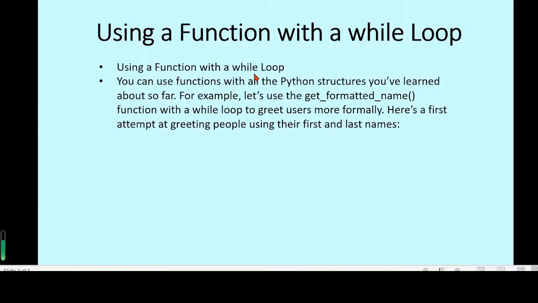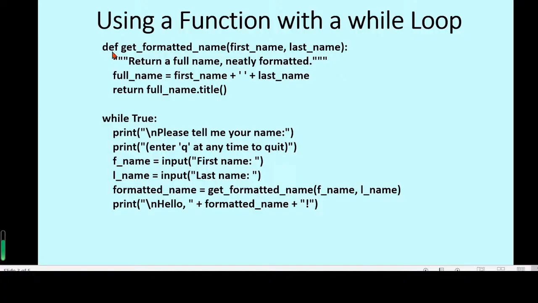Using a function with a while loop, you can use functions with all the Python structures you have learned about so far. For example, let's use the getFormatTheName function with a while loop to greet users more formally. It is the first attempt at greeting people using their first and last names. So you can define a function with 2 parameters, first name and last name. Then inside the function, create a variable called full name with the concatenation of first name, space, and last name. Then return this full name in title form.